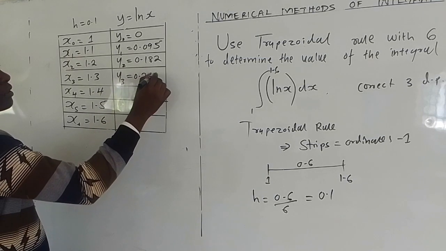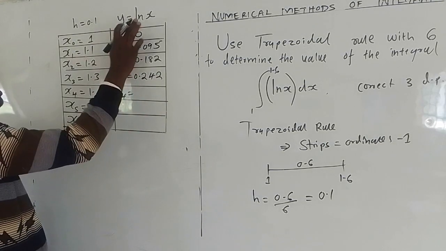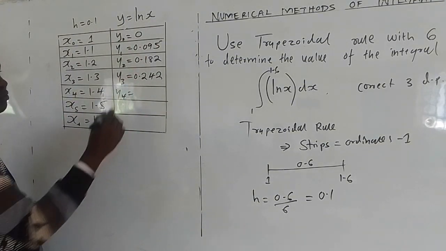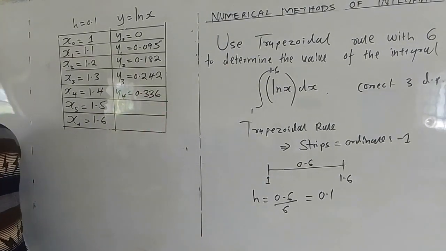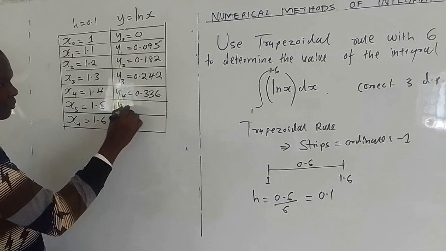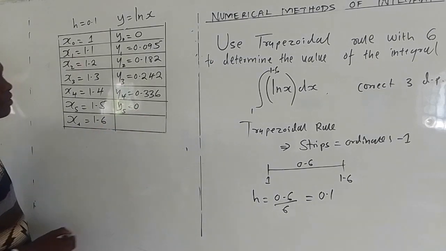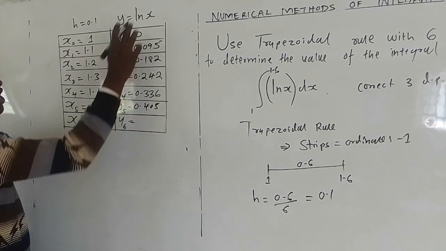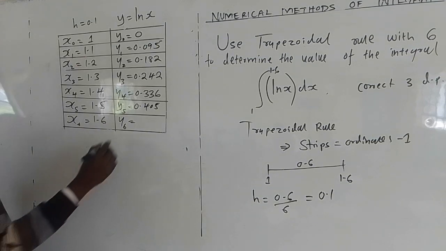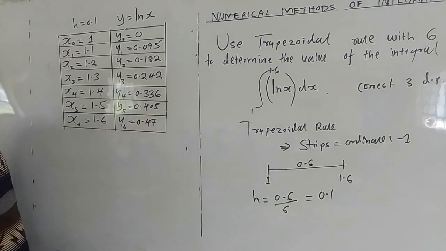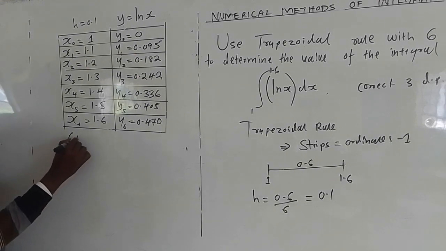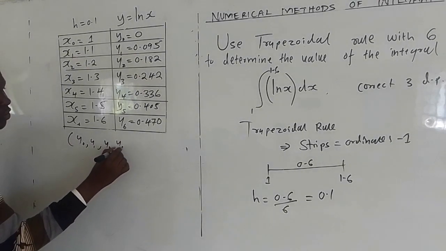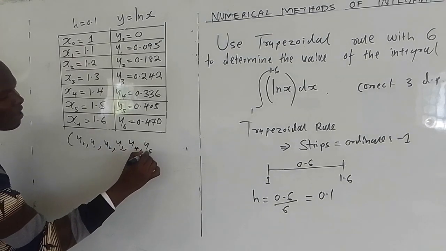And y3, 0.262. And y4 is ln of x4, ln of 1.4, 0.336, isn't it? And y5, 0.40. Then y6, ln of x6, ln of 1.6, 0.470, isn't it? Good. So from there you list your ordinates. We have y0, y1, y2, y3, y4, y5. The last one is y6.